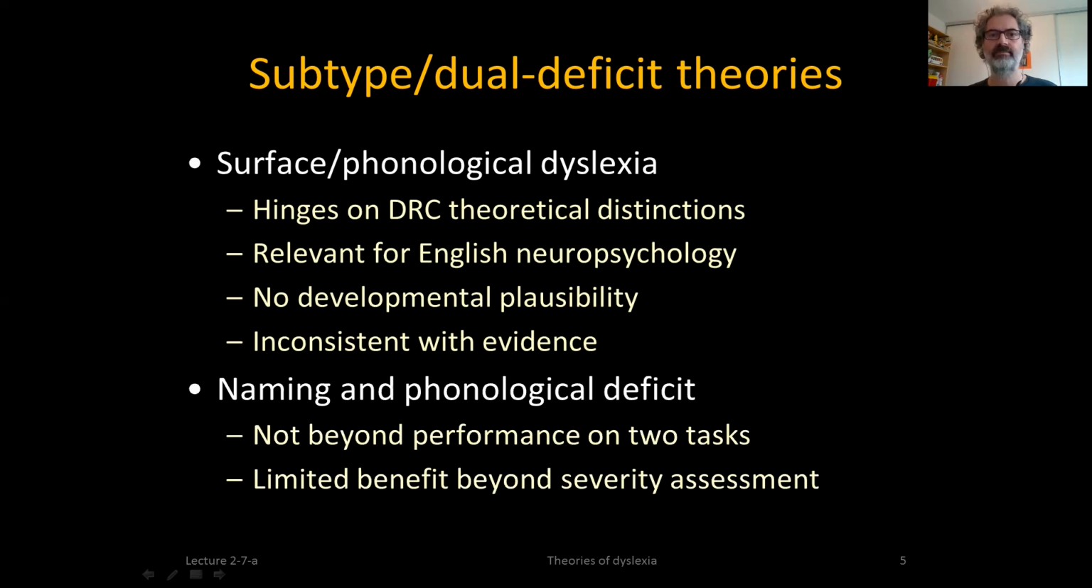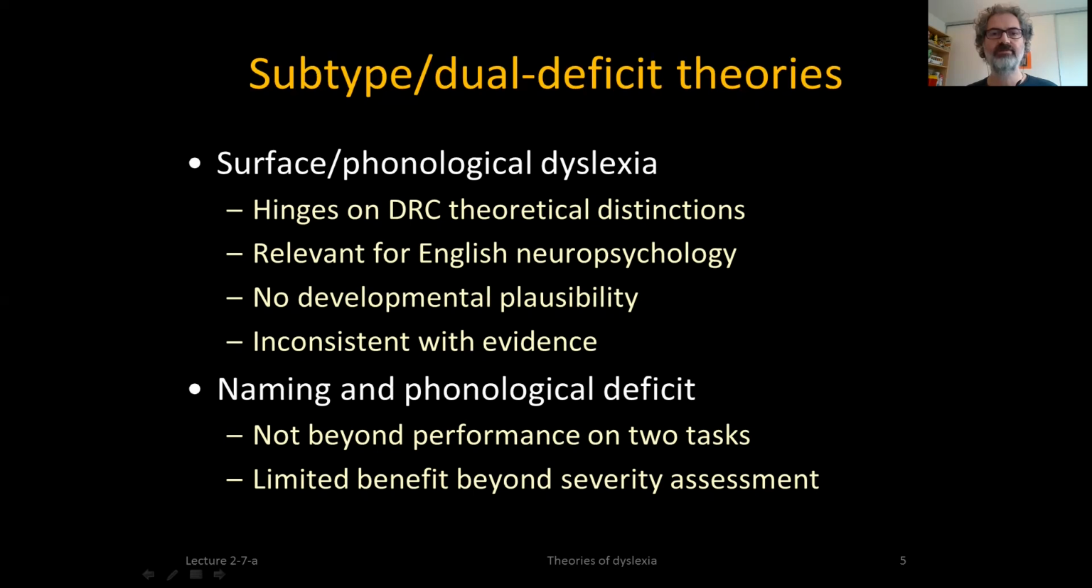Another subtyping idea has been much more successful, at least on empirical grounds, and that concerns the so-called dual deficit that splits the causes of reading problems into naming and phonological deficits. This approach suggests that there are two kinds of reading problems, and the two kinds of reading problems are associated with two different non-reading tasks. One group of dyslexics, according to this idea, would be characterized by poor performance in RAN tasks, another group by poor performance on phonological awareness tasks. And of course, there would be a third group that might be characterized by poor performance on both tasks, and these would be most severely impaired.